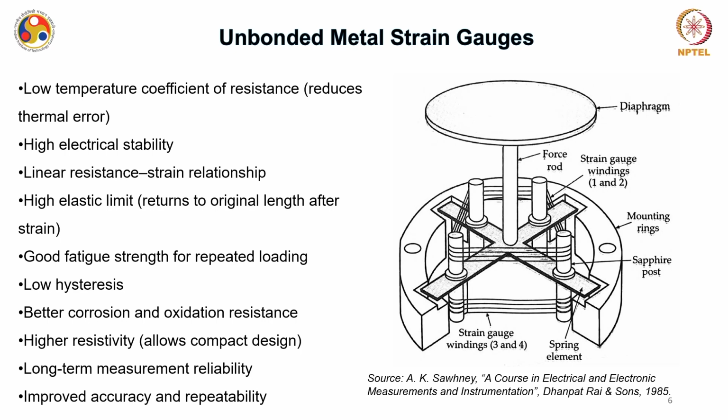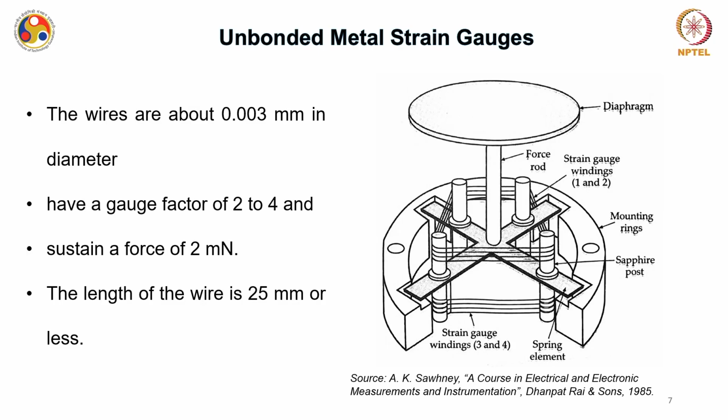They also have long-term measurement reliability and improved accuracy and repeatability as compared to the metal wires. The typical thickness of this wire is about 0.003 mm in diameter, meaning that they are very thin. Since they are alloys, not exactly pure metals, their gauge factors are a little higher than 2, so anything between 2 to 4 is desired.